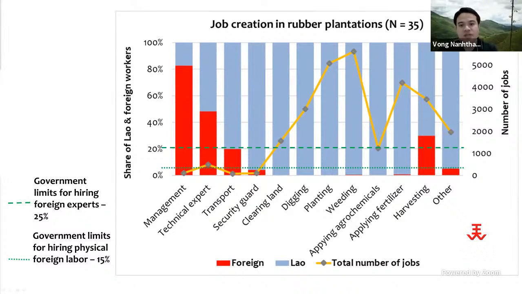So rubber generates a higher number of jobs, but it also causes a greater extent of land and resource displacement. Compared to other types of communities, rubber actually creates a more adverse impact on rural livelihoods in terms of employment. Maybe I stop here. Thank you.